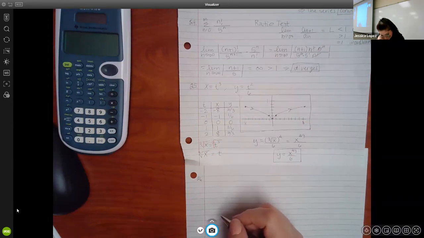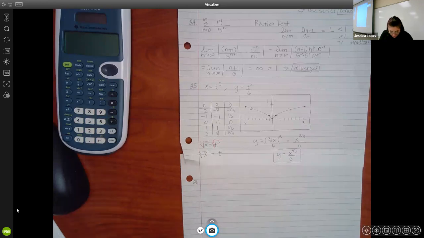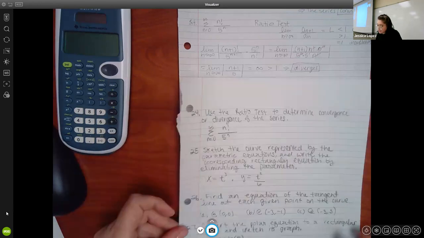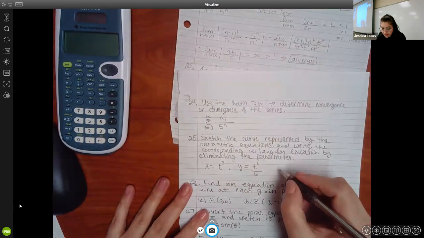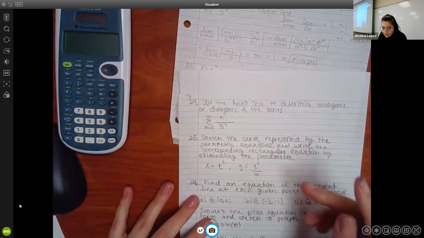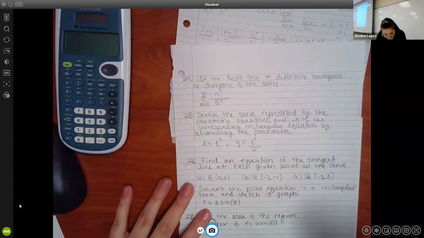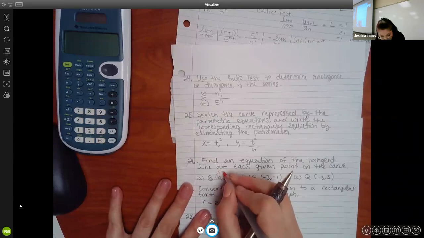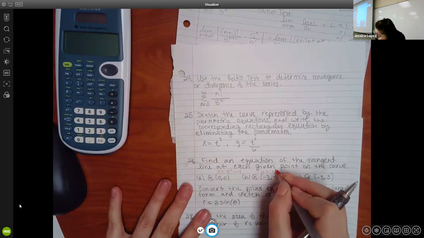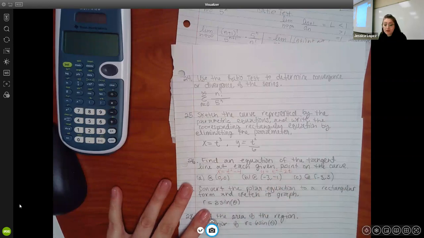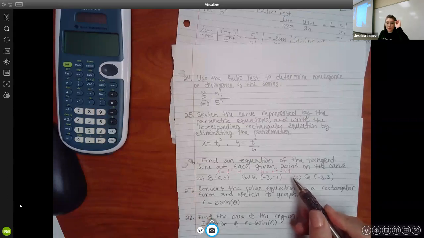Number 26, I'm missing something on number 26. Oh, I'm missing the equations. So here's the paper that I uploaded. I'm going to need to put a note in the online class, because you don't have the equations for number 26. The equations should have been x equal to t squared minus 4, and y equal to t squared minus 2t.